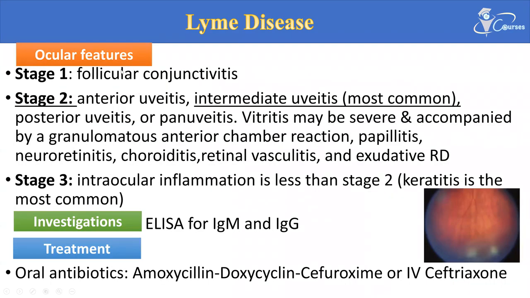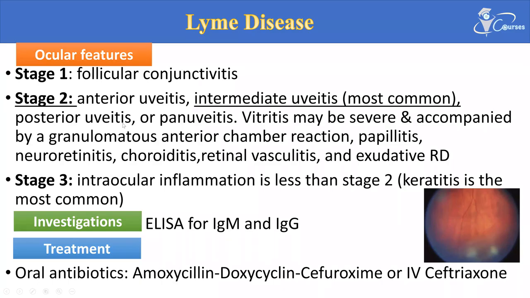Regarding the ocular features, in stage 1, with the erythema chronicum migrans rash, there will be only follicular conjunctivitis. So this is the first stage ocular feature. The second stage presents with anterior uveitis, most commonly intermediate uveitis with snowballs and snow banking, posterior uveitis or panuveitis. The vitritis could be severe and accompanied by granulomatous anterior chamber reaction, papillitis, neuroretinitis, choroiditis, retinal vasculitis, and exudative retinal detachment.